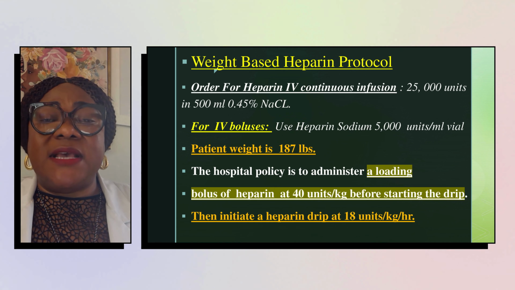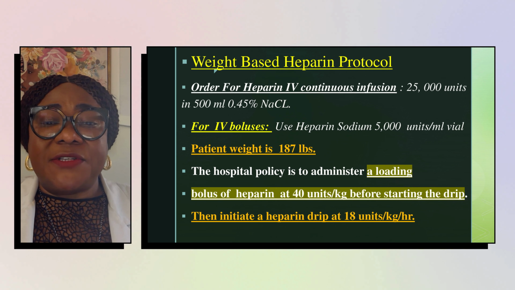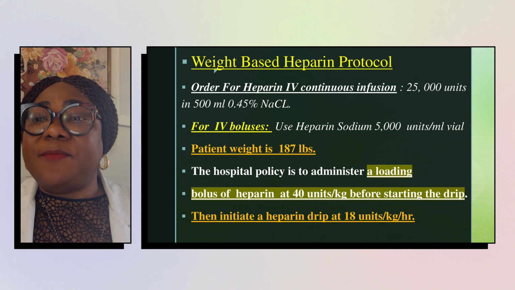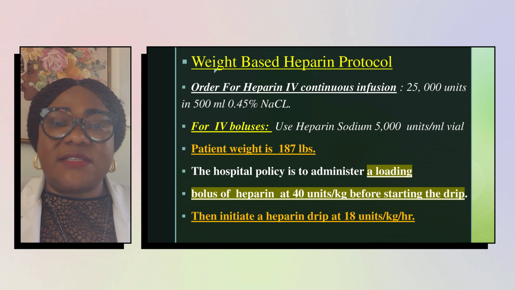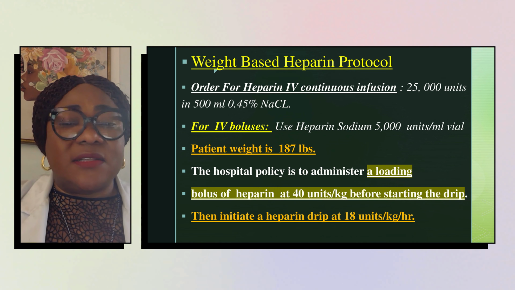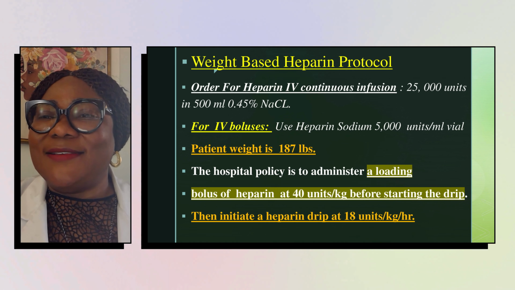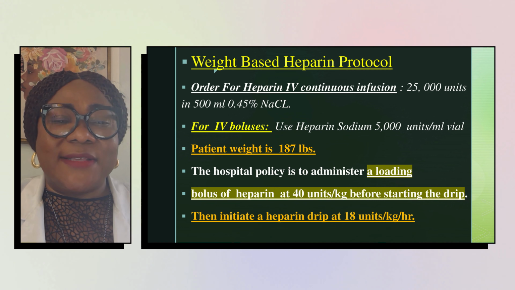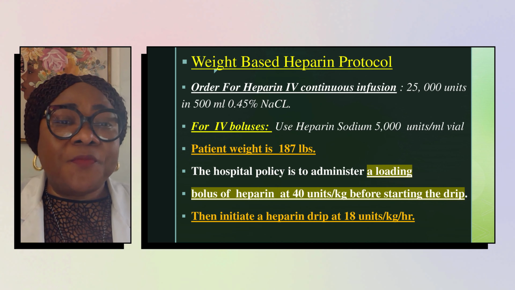The hospital policy is to administer a loading bolus of heparin at 40 units per kg before starting the drip. Please make sure you follow your hospital policy. Like I said, this is just an example. It is not for nurses to follow as a guide. It's just an example for students to learn how to do this math. Okay. Then initiate a heparin drip at 18 units per kg per hour.